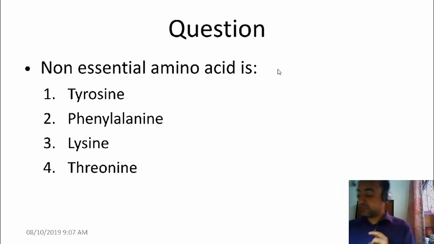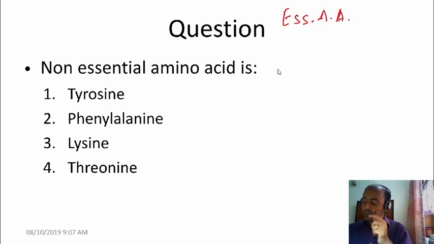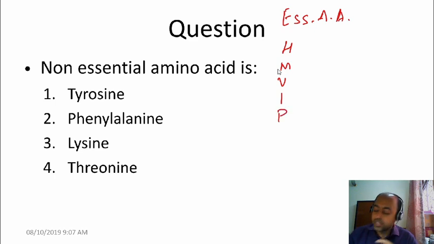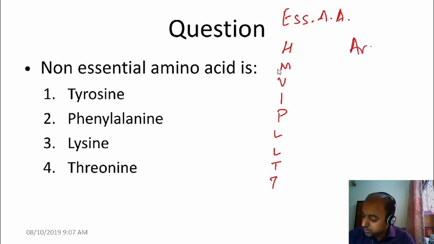Non-essential amino acid. So here you should know the essential amino acids. Essential amino acids are histidine, methionine, valine, isoleucine, phenylalanine, lysine, leucine, tryptophan, and threonine. In addition, arginine is semi-essential.